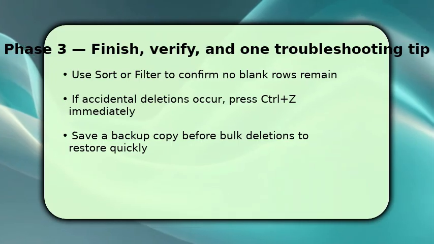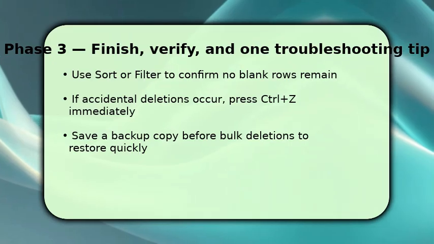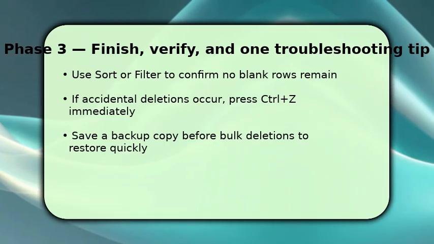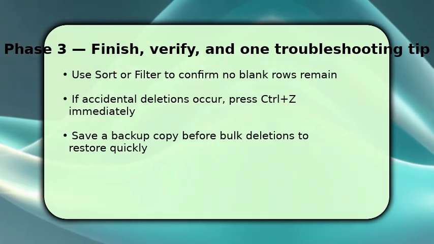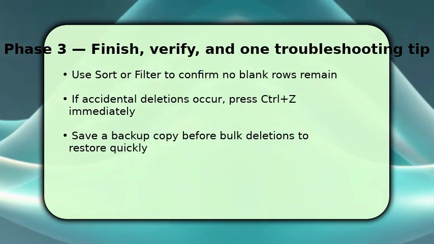Make sure you saved a backup copy before performing bulk deletions. That backup is your safety net. If merged cells or hidden rows caused issues, unmerge and unhide before retrying. This prevents surprises and ensures the delete operation targets only true blank rows.